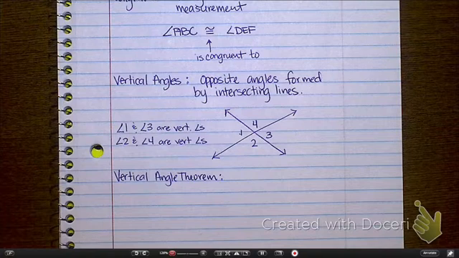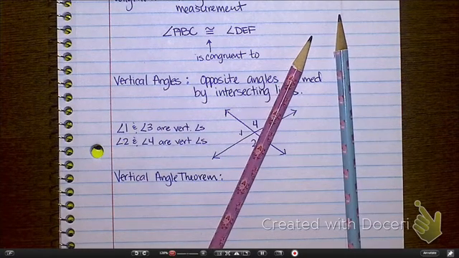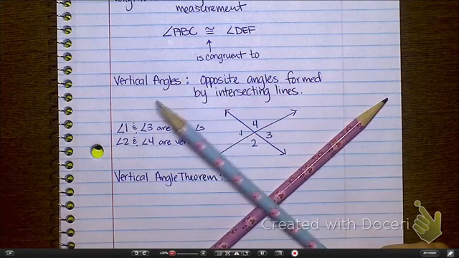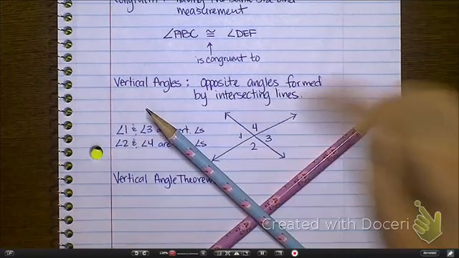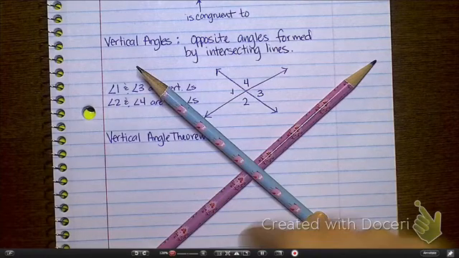Let's say I have these two pencils. These are my two lines, and I'm going to make them intersect. So here they are intersecting. They kind of look like what I have here, right? They look like where I have angle 1, angle 2, angle 3, angle 4, right?